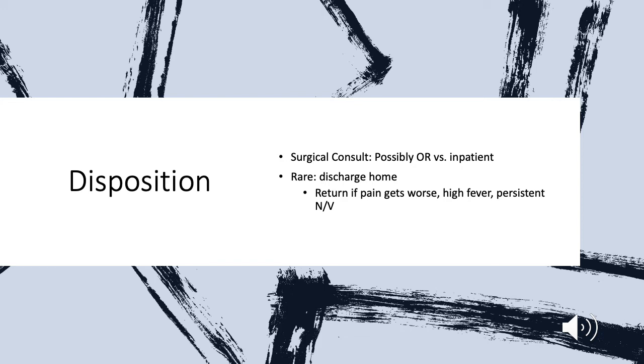and make sure you give them really, really good return precautions, because if their pain gets worse or just never goes away, if they start to develop a high fever or just have persistent nausea and vomiting where they think they might be getting dehydrated or it just won't go away, these are all reasons to come back to the emergency room.